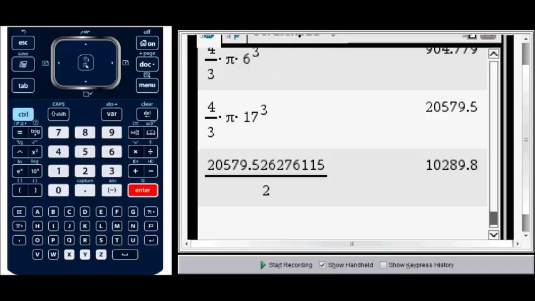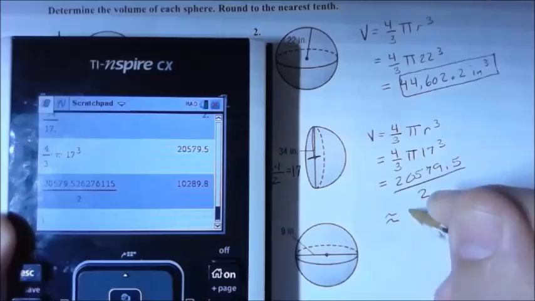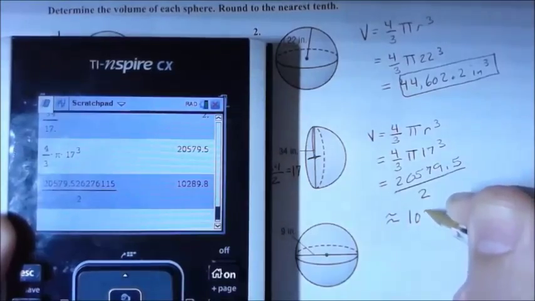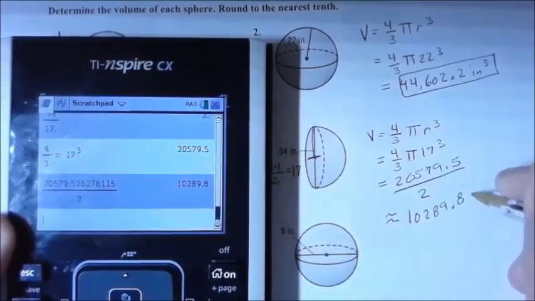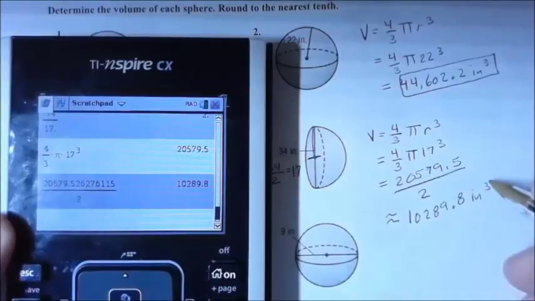10,289.8. And that's in inches, so inches cubed.